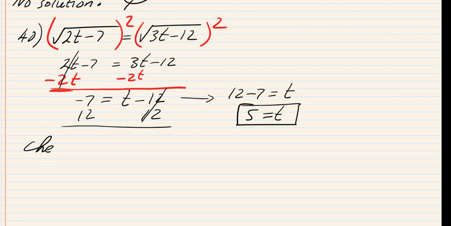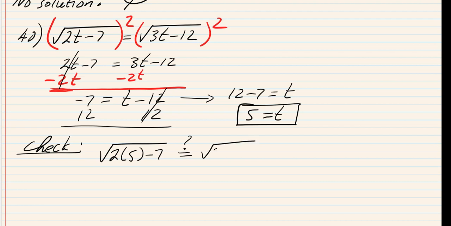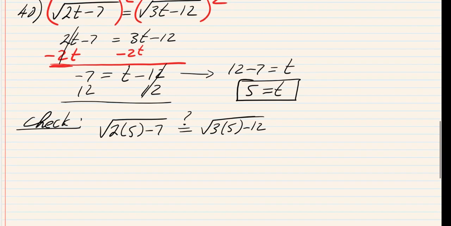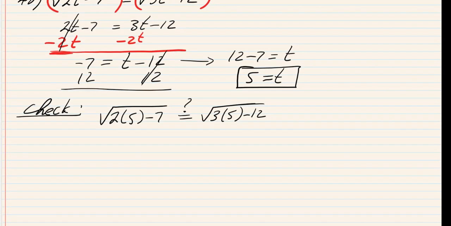So here's our check. We have the square root of 2t, that would be 2 times 5 minus 7. Will that equal the square root of 3t minus 12? Now 2 times 5, 10 minus 7, that's 3. On the right side, 15 minus 12 is also 3. They look the same, don't they? Root 3 equals root 3, that's true. It checks. So that is a good working solution.